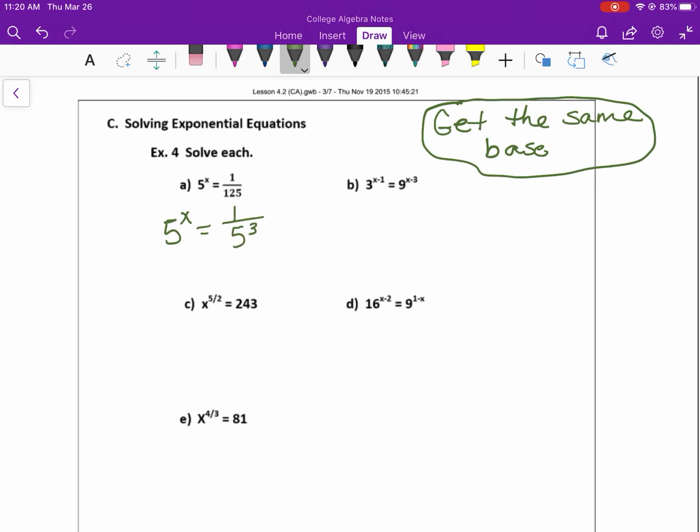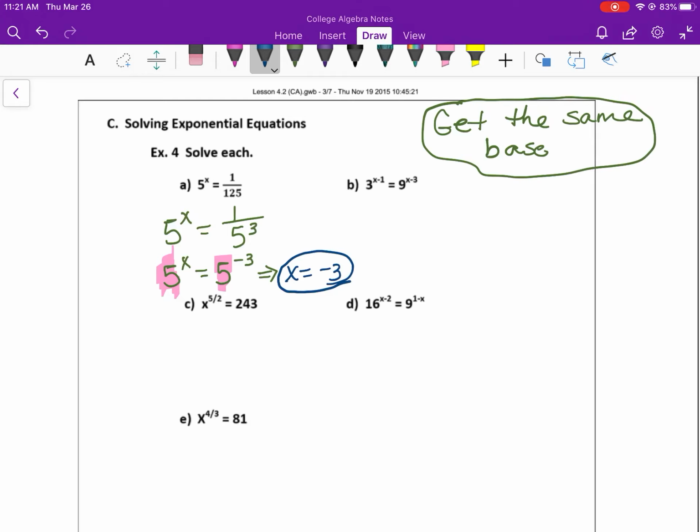Then, to get the same base, I'm going to write the reciprocal of the right side. When I flip it over, that changes the sign on my exponent. From here, since I have the same base, 5 and 5, I can drop them, and x equals -3.